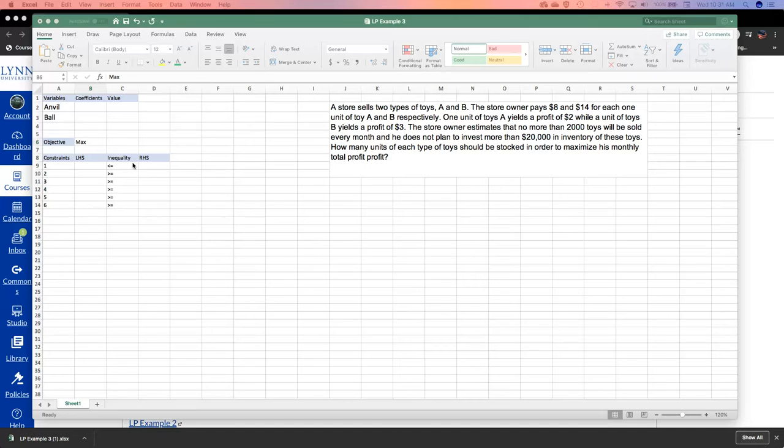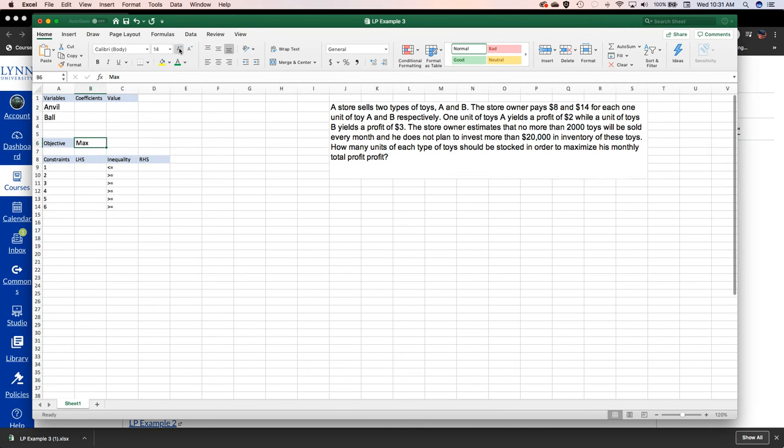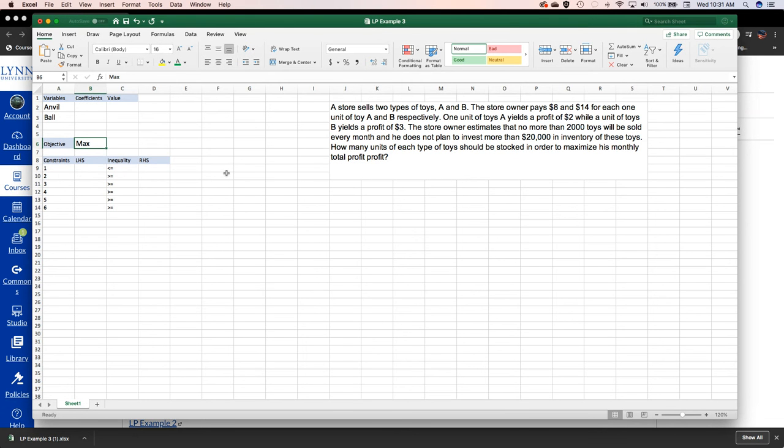All right, so we're looking at example number 3 for linear programming, and the first thing you do is determine whether it's a profit maximization or a cost minimization problem. And we have determined that it is a profit max problem.